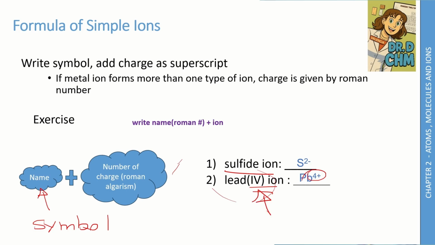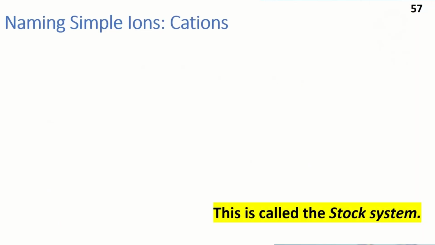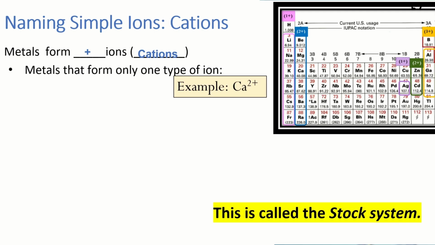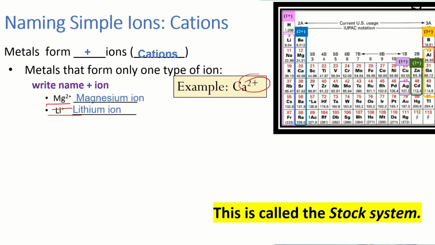Since I introduced the Roman numerals here for you, let's go to the simple ions, cations. When you have a metal, we form positive ions, right? Cations. So metals that form only one type of ion, like calcium, 2+, so we have calcium ion. It will be exactly the name of the metal. So that will be magnesium ion. This will be lithium ion.